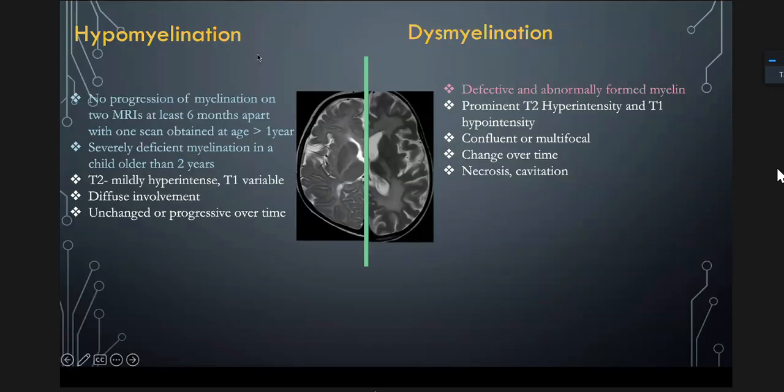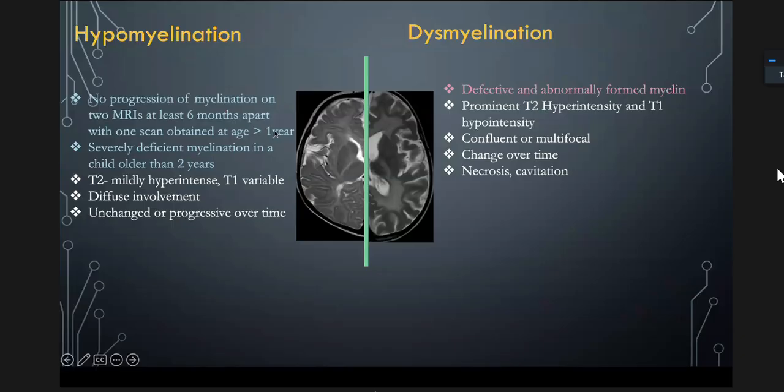So, coming to the definition of hypomyelination, there is no progression of myelination when two MRIs are done 6 months apart, and the second MRI should be obtained when the child is more than 1 year of age. Only if this criteria fits in, you are surely calling it hypomyelinating leukodystrophy. Or if a child comes to you for MRI after the age of 2 years, and you see no myelin or severely deficient myelin, then you can call it hypomyelination.